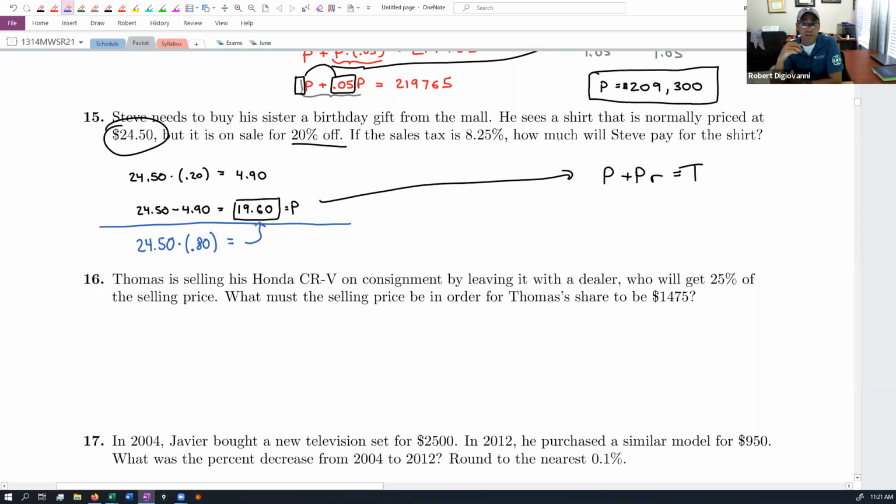That's faster because when you do the 20% like this, you have to figure out this number, then subtract it from the original number to get this answer. Where if you do it this way, you get to it straight away. Does that make sense?